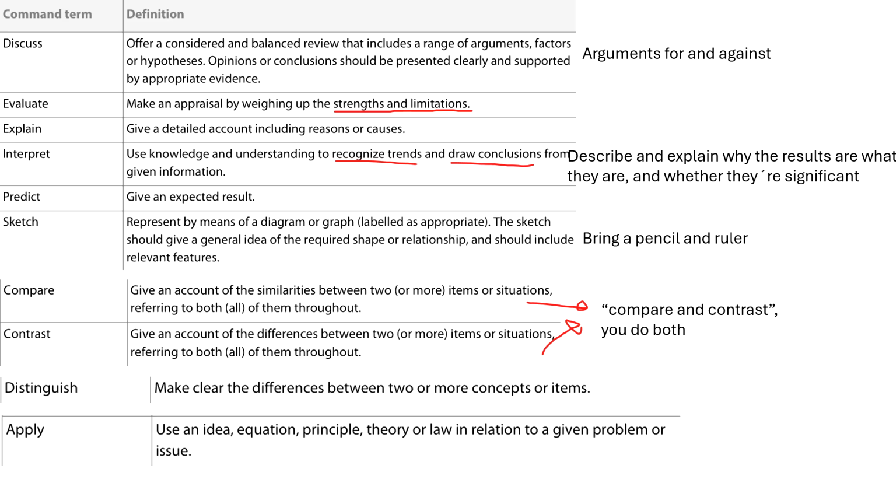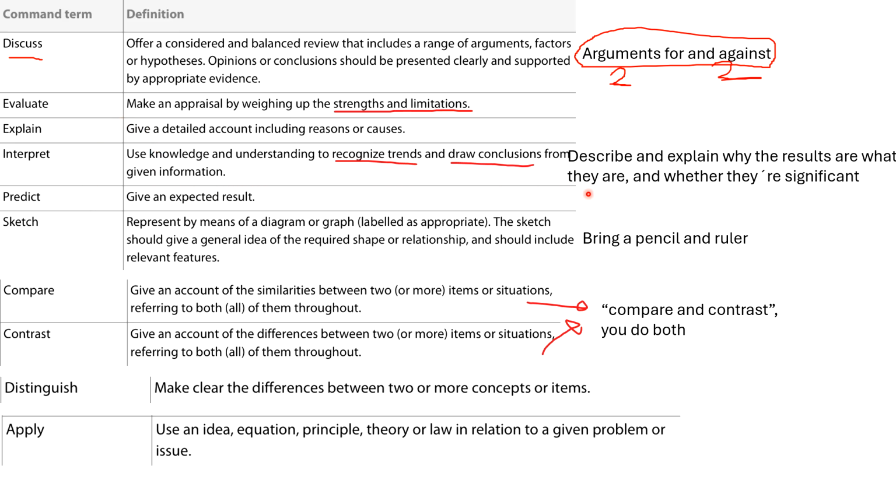Okay, command terms. Discuss: you give arguments for and against what is being discussed. It's 4 marks. You're going to give 2 arguments for and 2 arguments against. Evaluate: you give strengths and limitations. And if it's 4 marks, you give 2 strengths and 2 limitations. If it's 2, 1 strength, 1 limitation.